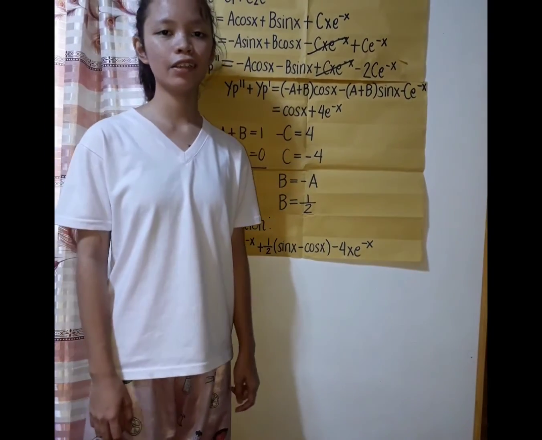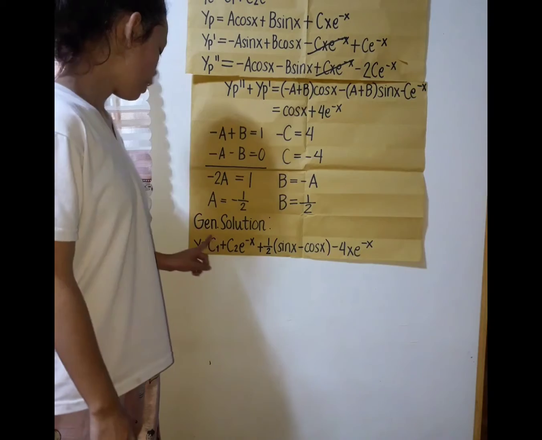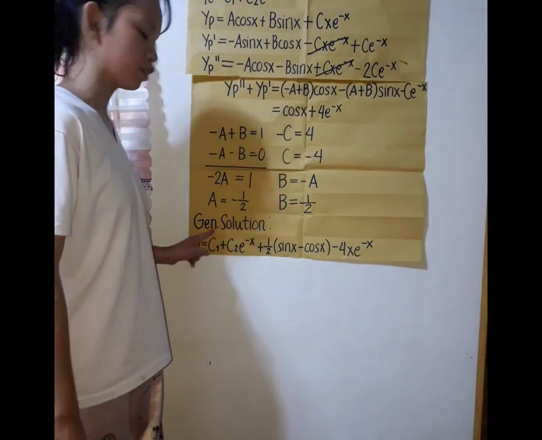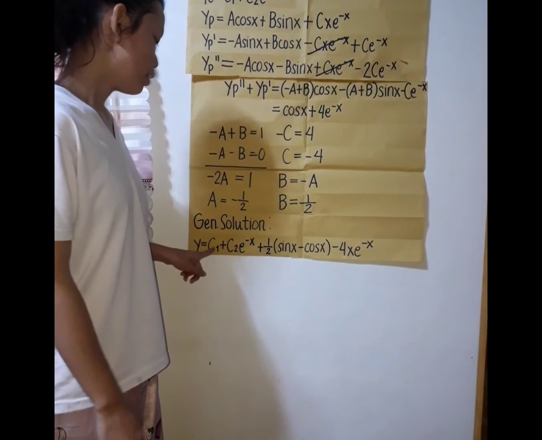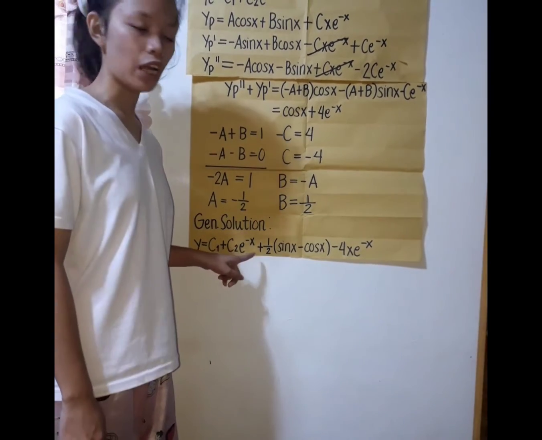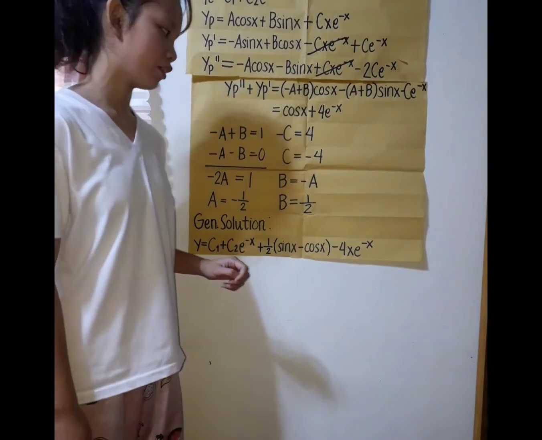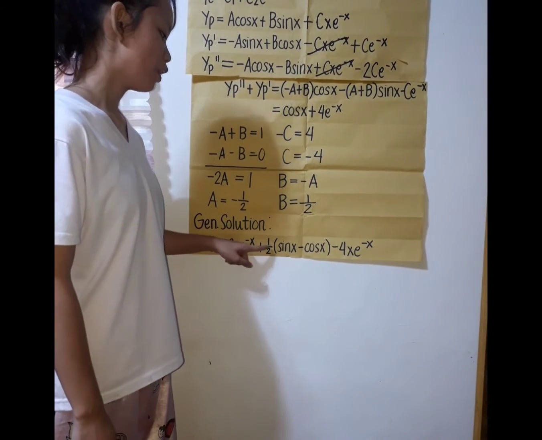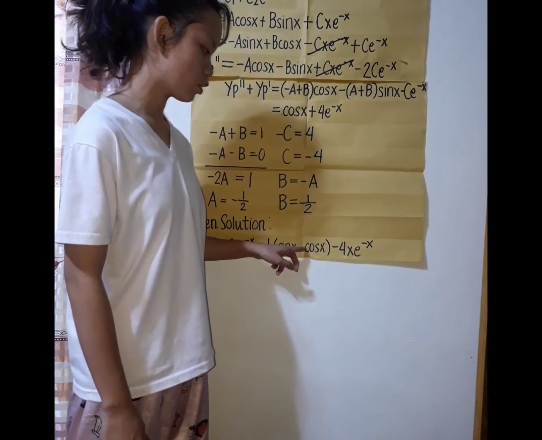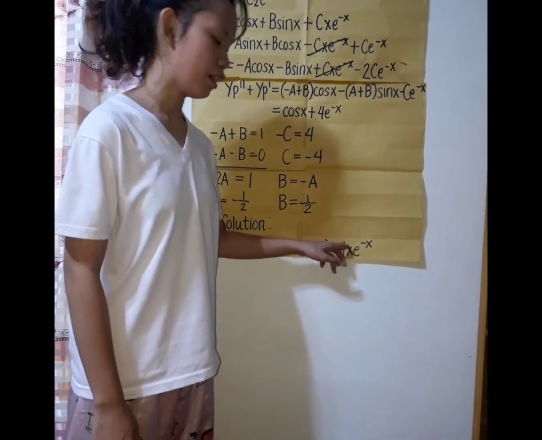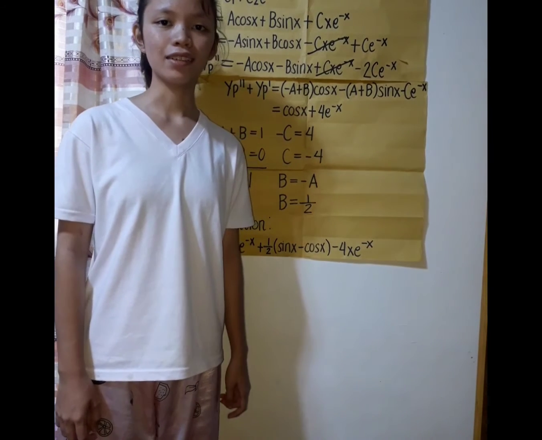So, para makuha natin ang general solution, ay gagamitin natin ang value kanina ng yc natin. So, y is equals to the value of our yc, c sub 1 plus c sub 2 times e raised to negative x plus yung value ng yp natin, which is 1/2 times sine x minus cosine x times negative 4x times e raised to negative x.